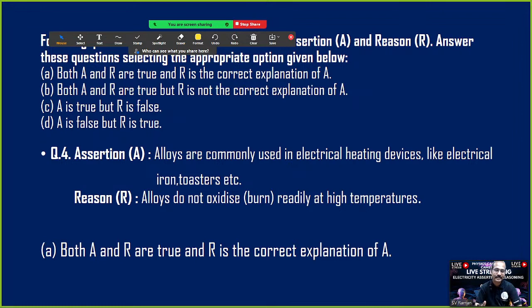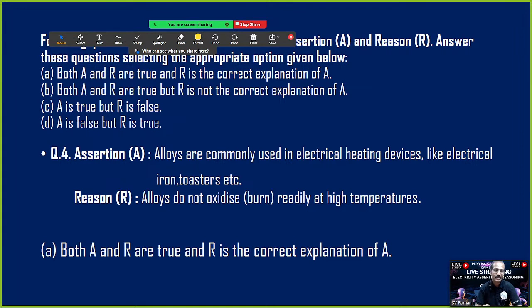Once you can think about this kind of question: alloys do not oxidize readily at higher temperature. We need to read very slowly in this kind of question. Alloys do not oxidize readily at higher temperature.